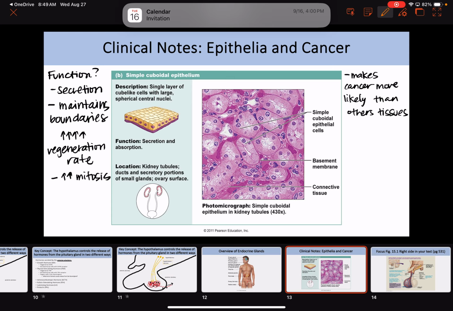All right, any questions about epithelial tissue and cancer? Okay, just know that epithelial tissue has a high regeneration rate, meaning more mitosis. Cancer is more likely. And if cancer grows within a gland, it's either going to be a non-secreting or a secreting tumor.